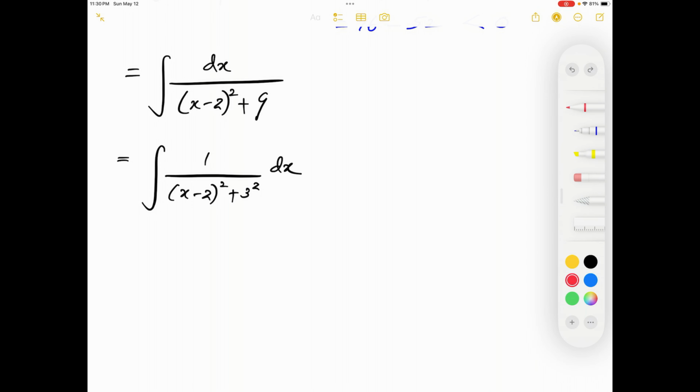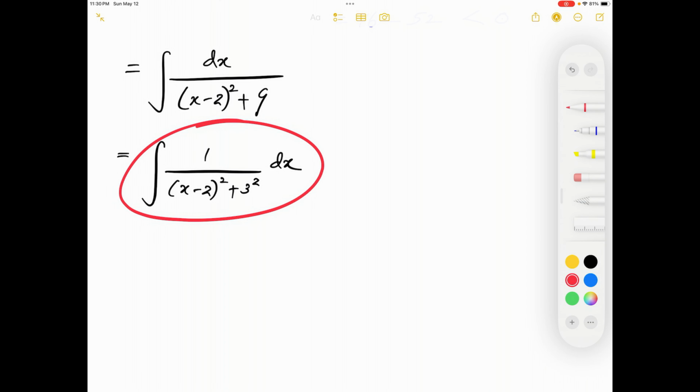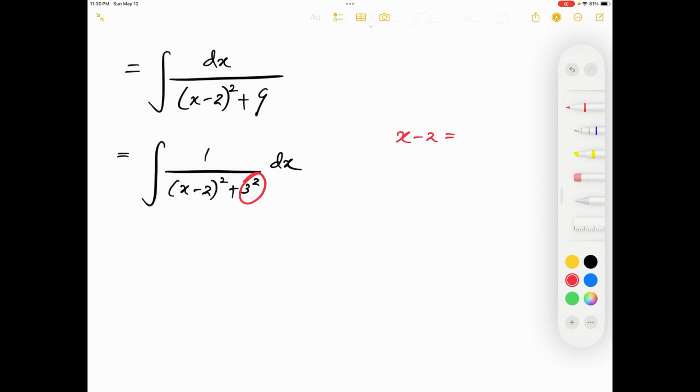Now once you process your integration like this, we can go for the substitution. So what's the substitution you need? We look at this term right here, x minus 2 everything squared, and this term, 3 squared. We're going to use that 3. We substitute x minus 2 to be equal to 3 tangent theta. When you do that, we get dx being equal to 3 secant squared theta d theta.